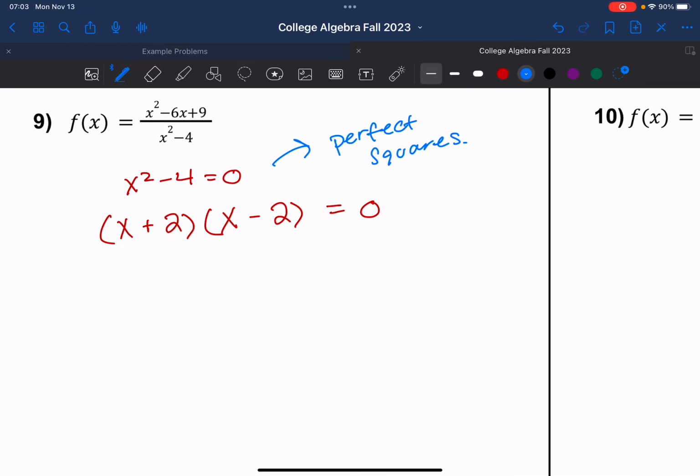Remember, perfect squares is missing the b value, and the c value has to be negative and a perfect square.